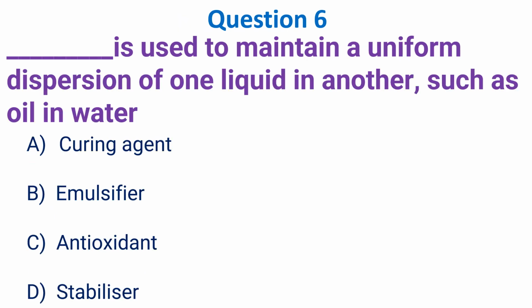Question number 6. Dash is used to maintain a uniform dispersion of one liquid into another, such as oil and water. Options are option A, curing agent, option B, emulsifier, option C, antioxidant, option D, stabilizer. Correct answer is option B, emulsifier. These are the substances which help to combine two immiscible liquids. For example, in mayonnaise, egg is added. Egg contains lecithin as an emulsifier, which keeps the oil and water emulsion together.